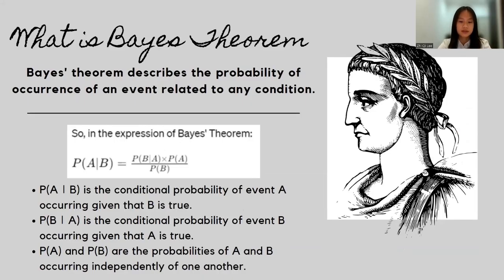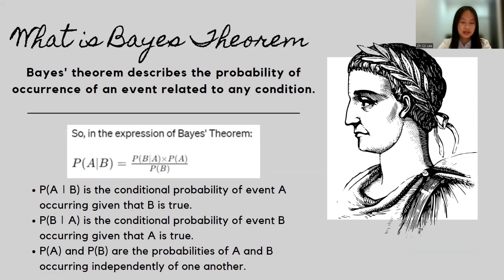I would like to introduce the fundamental concept in probability theory known as Bayesian theorem. Bayesian theorem describes the probability of occurrence of an event related to any conditions. It is also considered a case of conditional probability. This is the expression of Bayesian theorem.